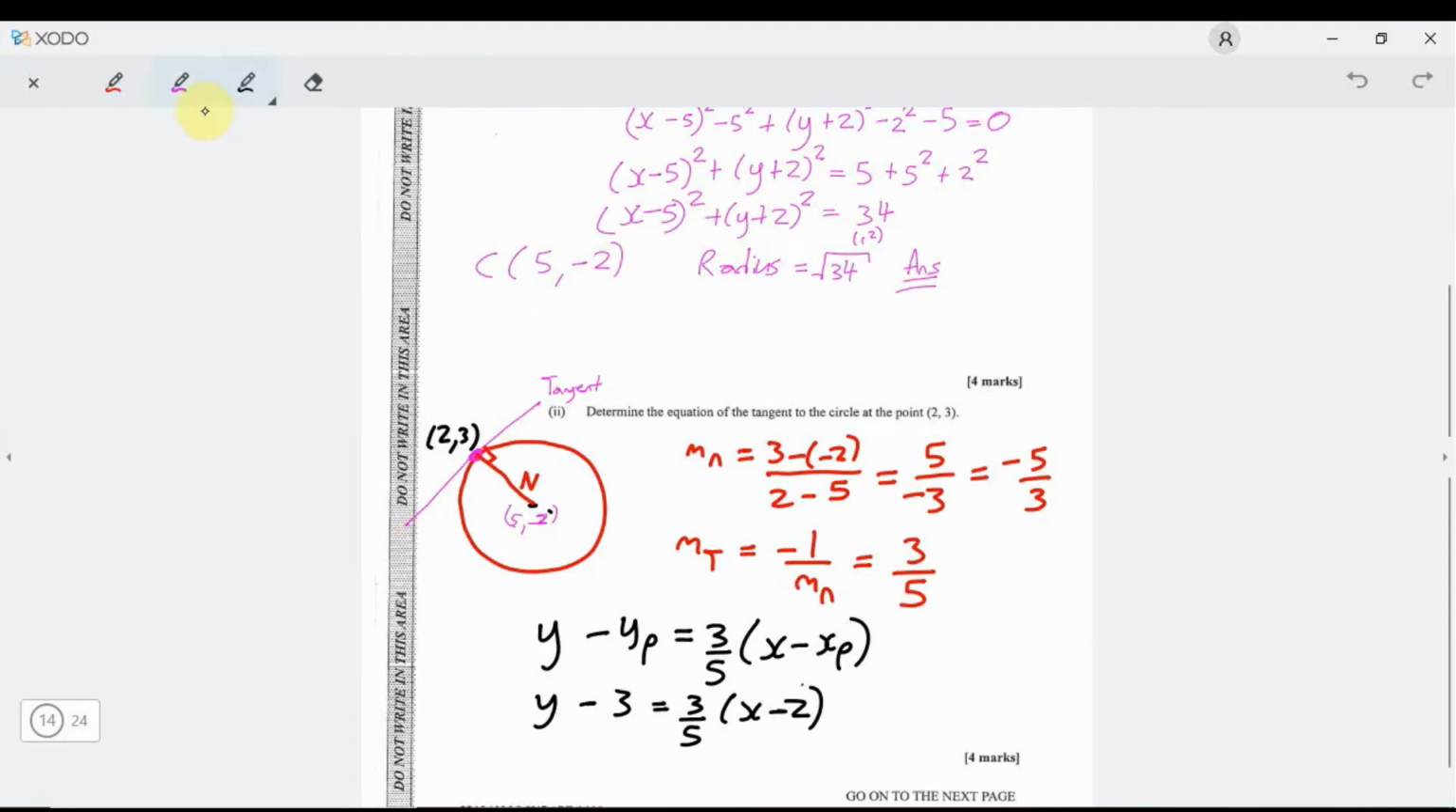Now, they didn't say to simplify it. They didn't say put it in the form y equal mx plus c. So if you stop right here, this is also correct. You get your full 4 marks.